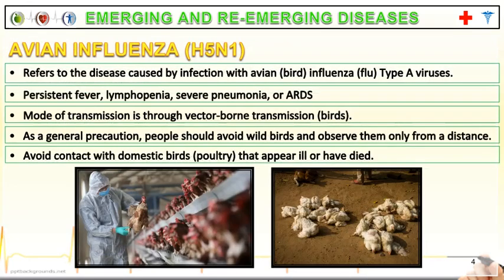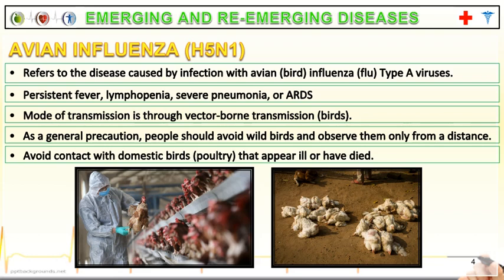The avian influenza, or commonly known as bird flu, H5N1. Avian influenza refers to the disease caused by infection with avian (bird) influenza (flu) type of viruses. These viruses occur naturally among wild aquatic birds worldwide and can infect domestic poultry and other bird and animal species. Infected birds shed avian influenza virus in their saliva, mucus and feces.